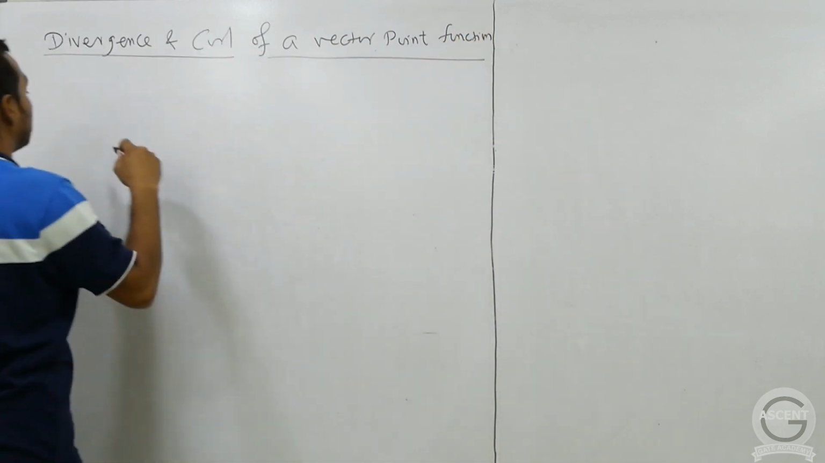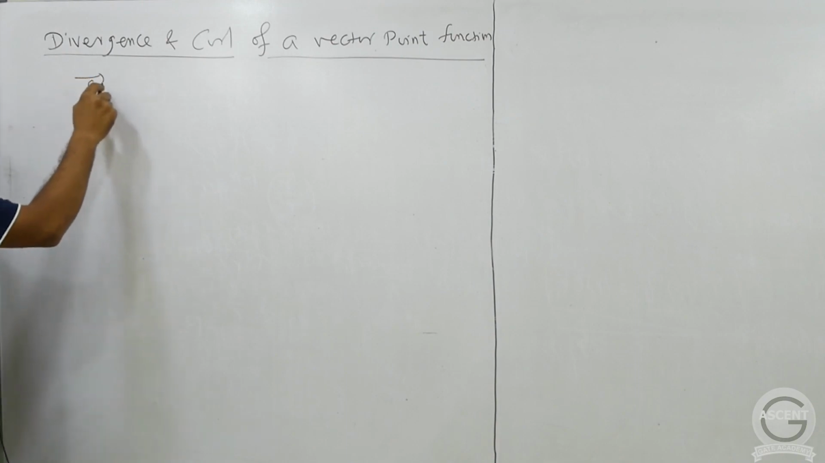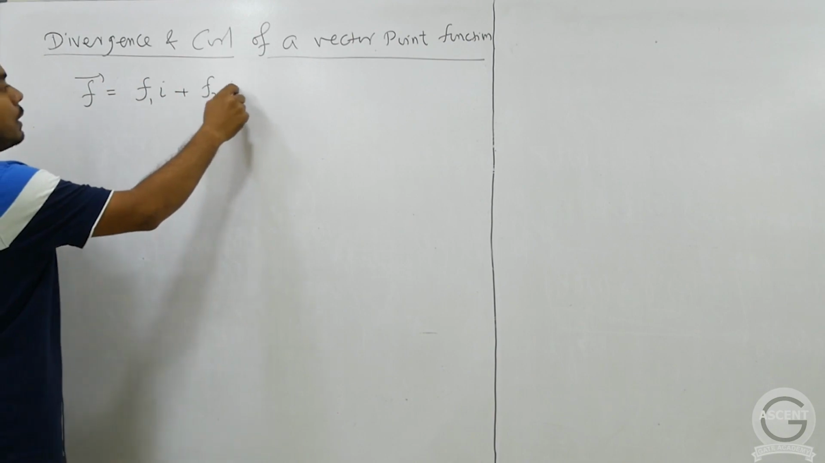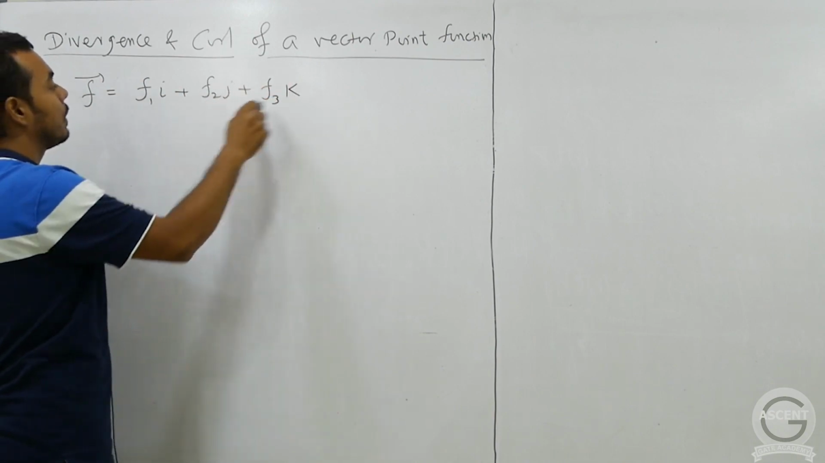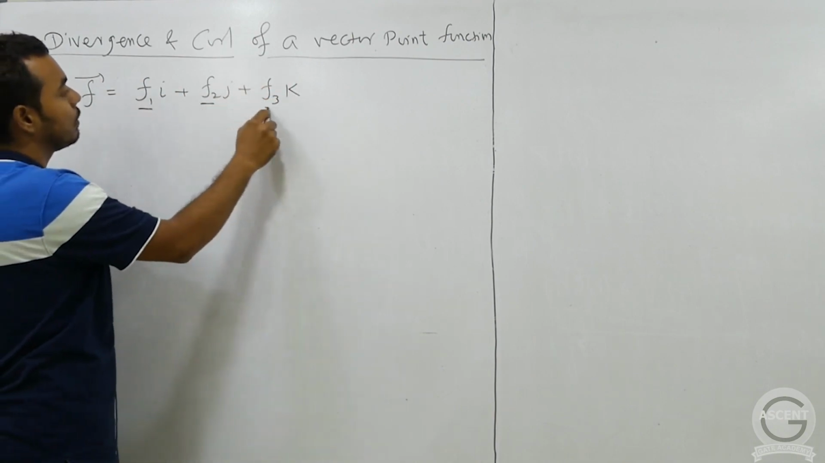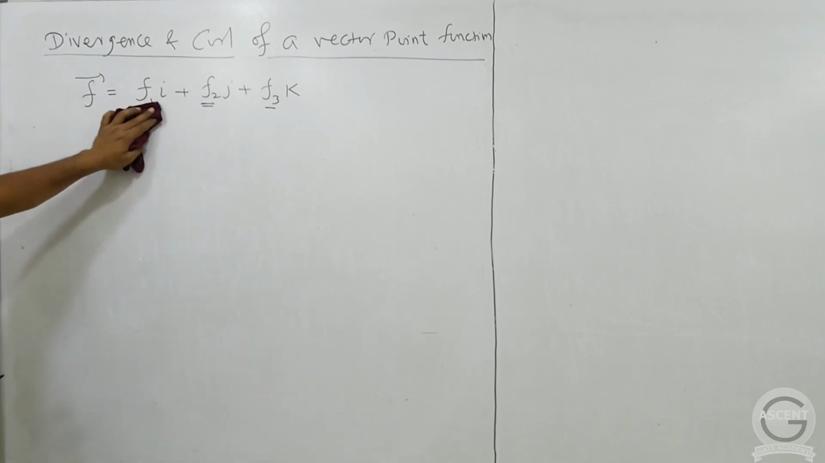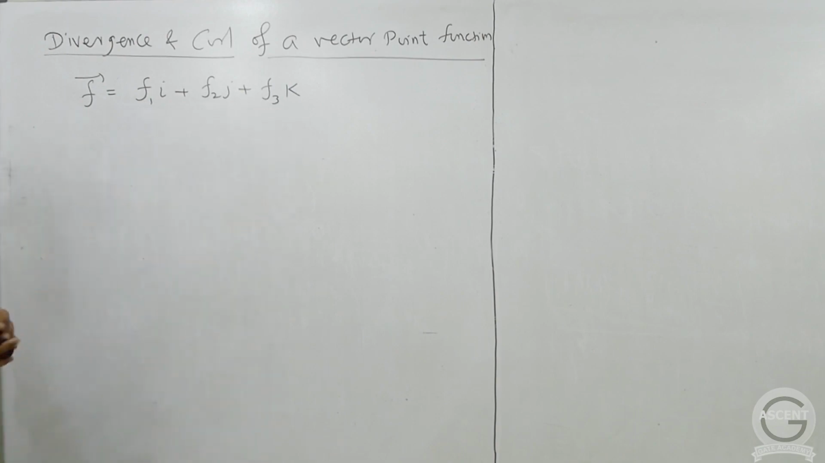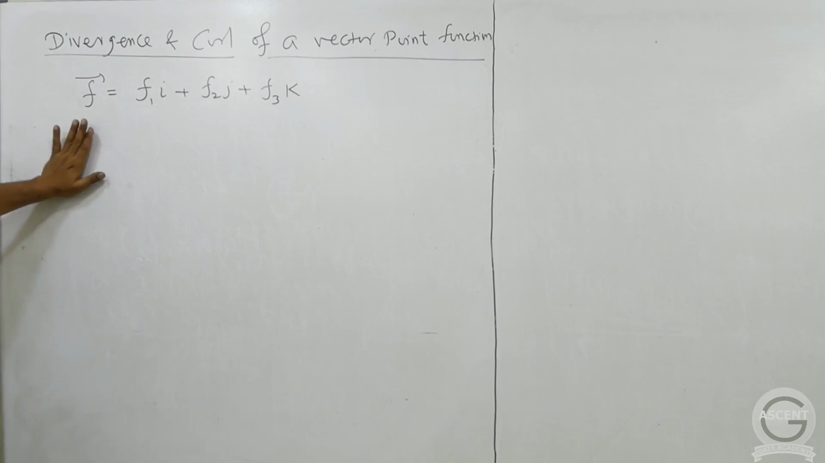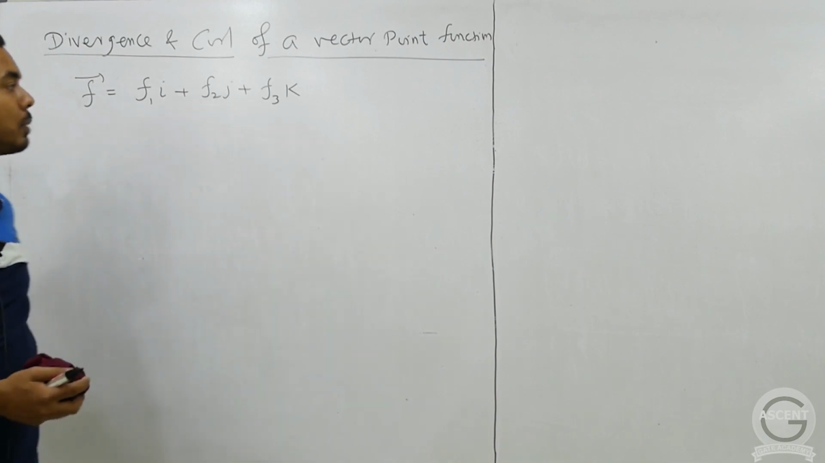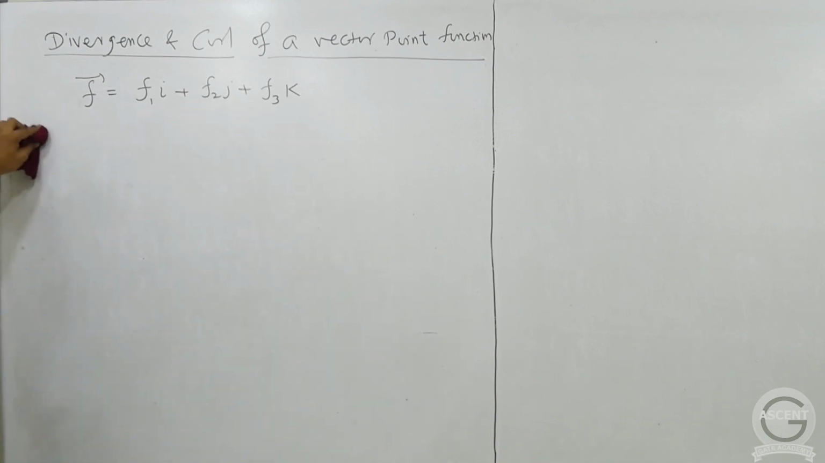The meaning of this vector point function is that this vector f will be in this form: f1i plus f2j plus f3k, where this f1, f2 and f3 are some functions of x, y, z. Examples of vector point functions are velocity, acceleration and those types of things. So divergence and curl are calculated for any vector point function. Here f1, f2, f3 are functions of x, y, z or some constant in some cases.